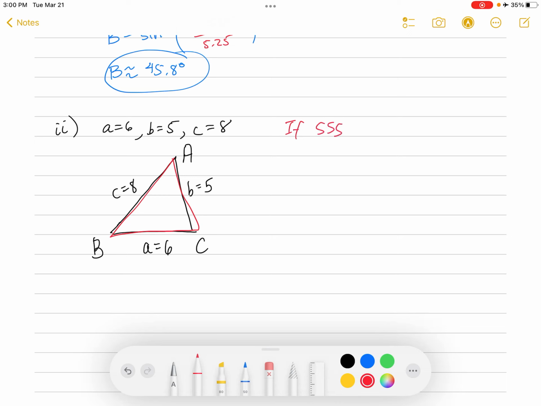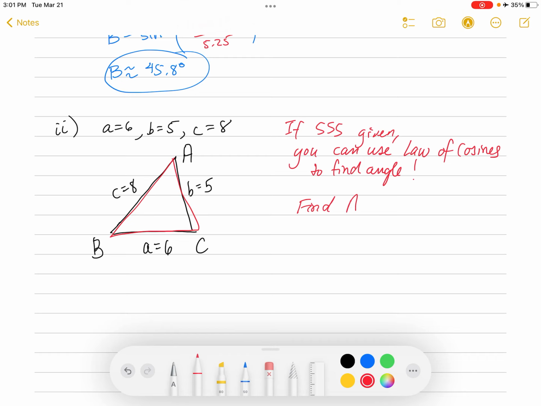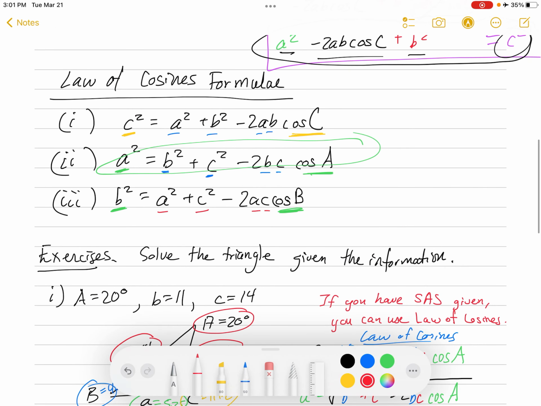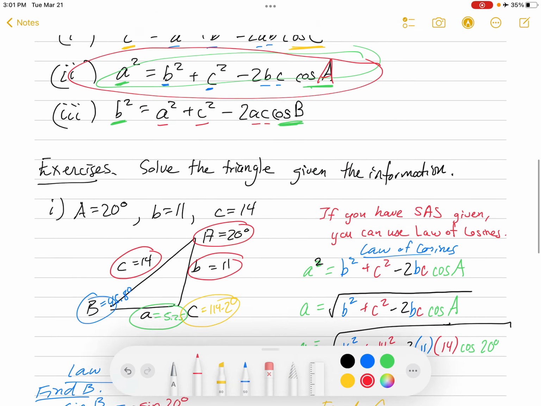All 3 sides. So if you have side, side, side given for a triangle, you can use the law of cosines to find an angle. Let's find angle A. If I want to find angle A, I want to use the law of cosines formula that has a cosine of A in it. So that would be this one again.